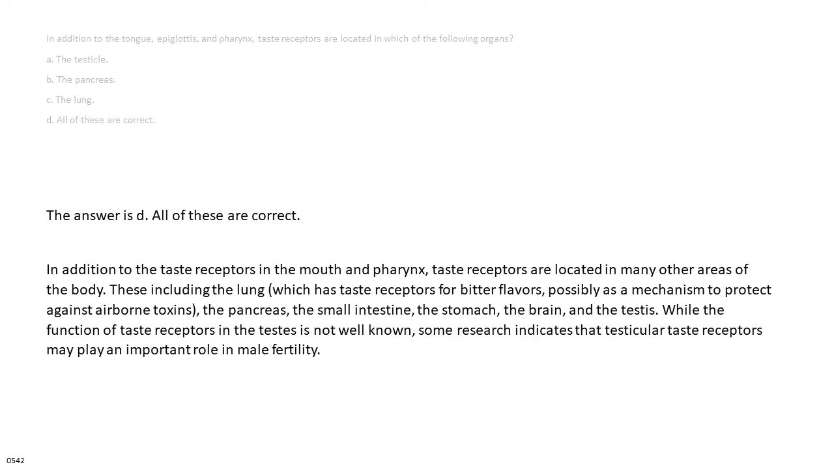In addition to the taste receptors in the mouth and pharynx, taste receptors are located in many other areas of the body. These include the lung, which has taste receptors for bitter flavors, possibly as a mechanism to protect against airborne toxins, the pancreas, the small intestine, the stomach, the brain, and the testis. While the function of taste receptors in the testes is not well known, some research indicates that testicular taste receptors may play an important role in male fertility.